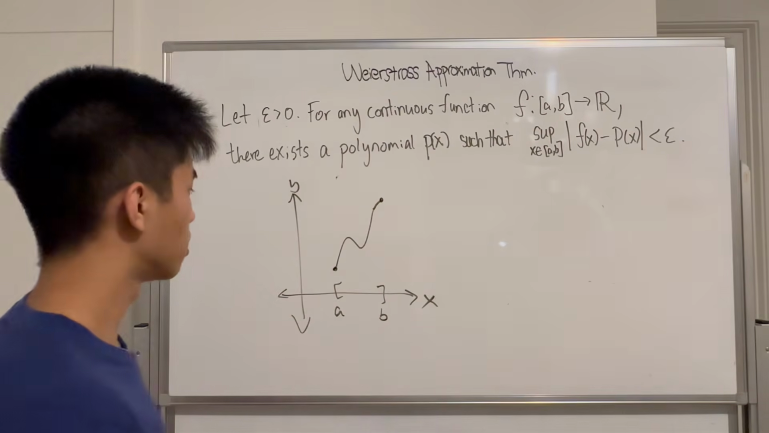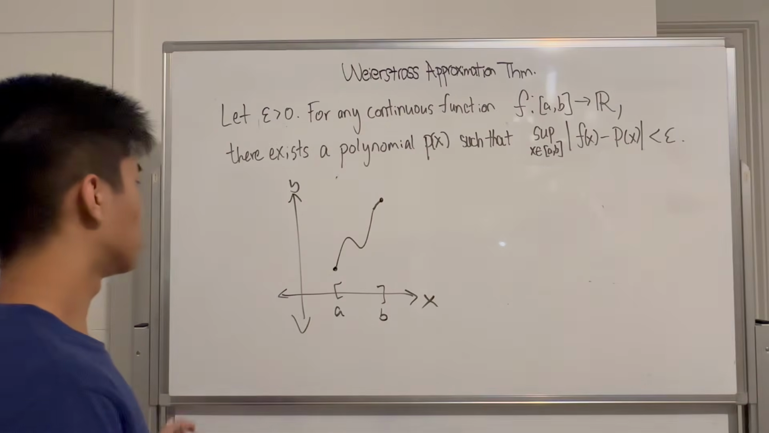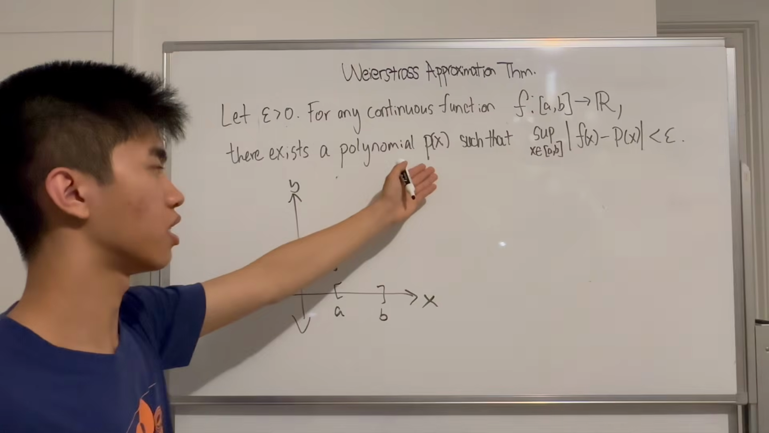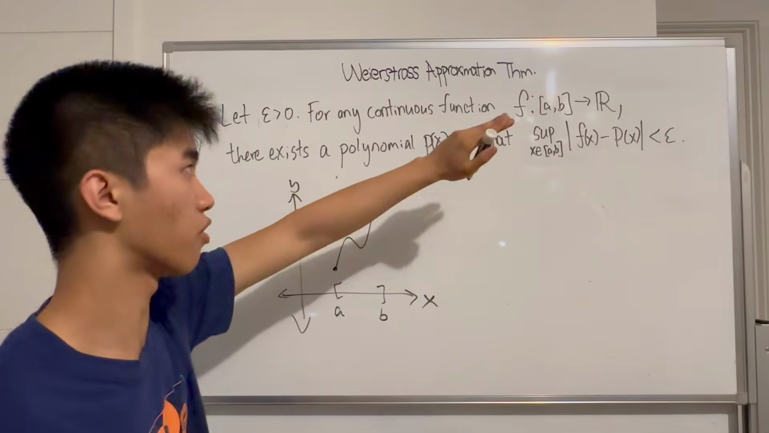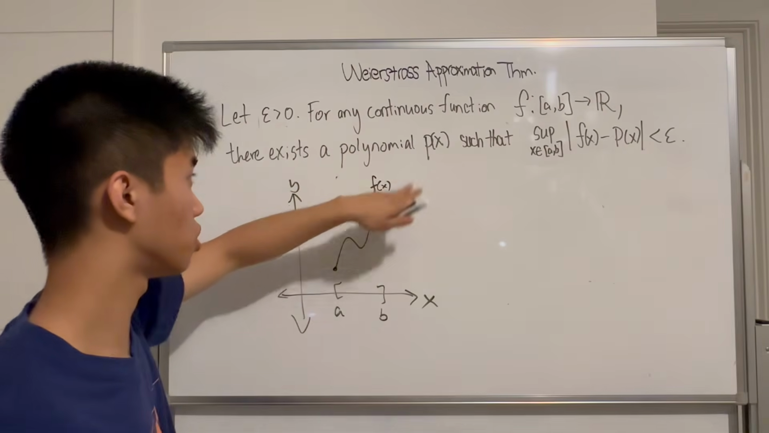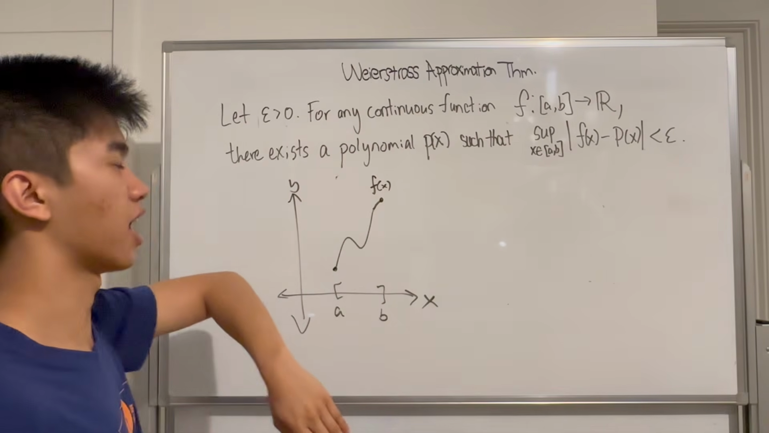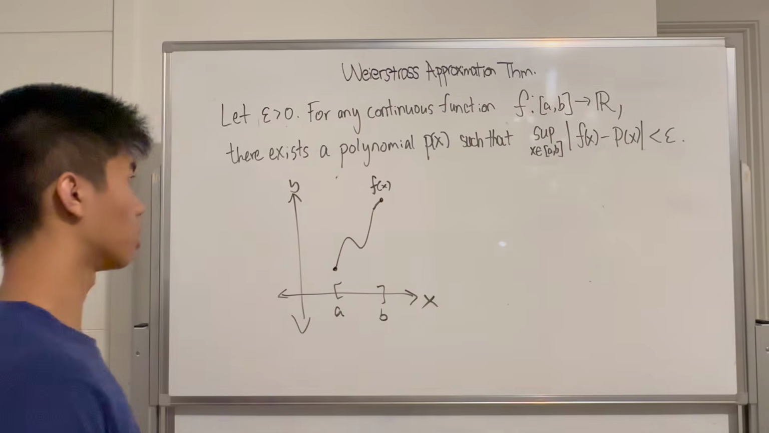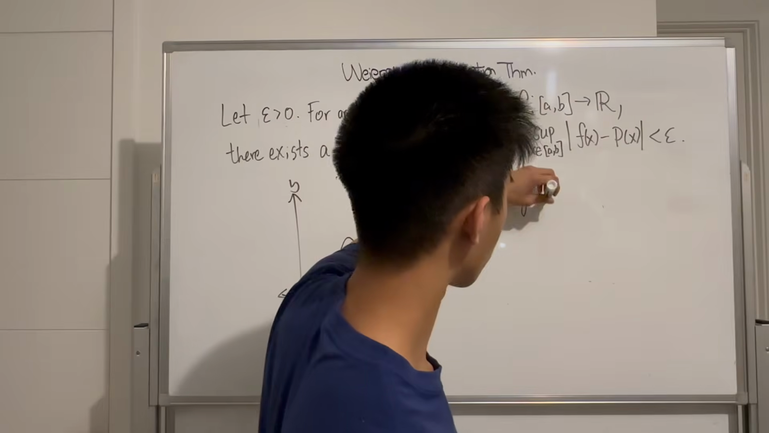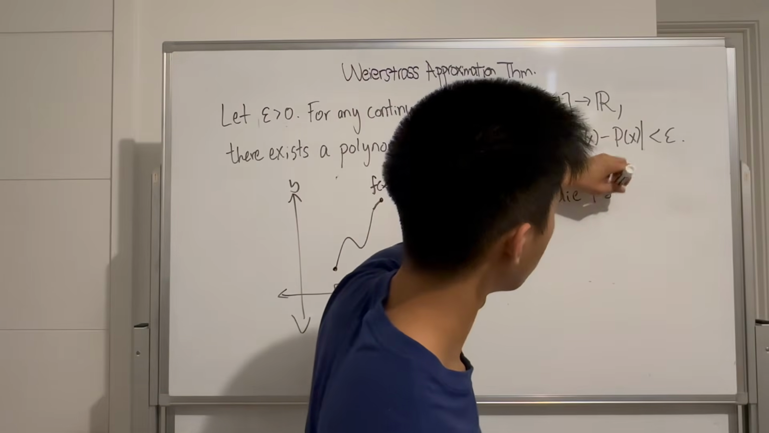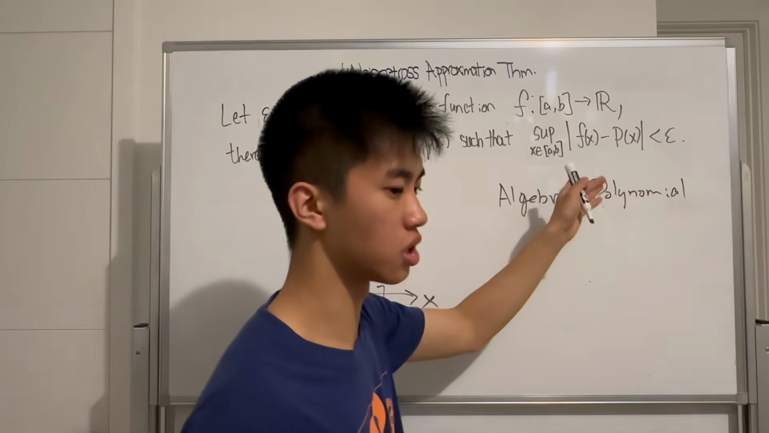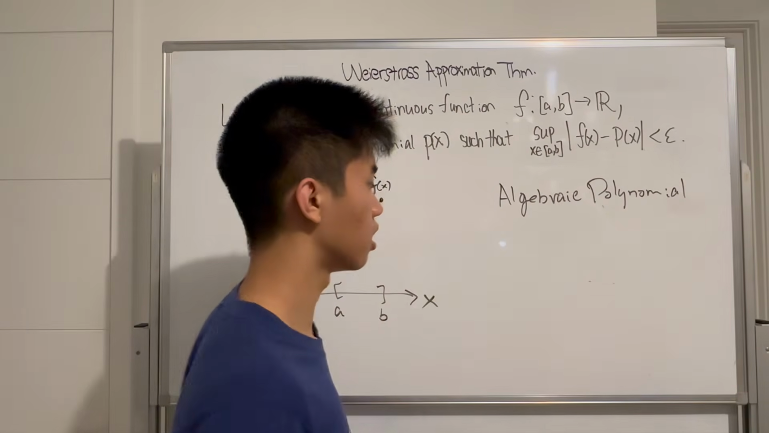Okay, so what this theorem is saying is that you can create a polynomial p of x that can approximate our function f arbitrarily well. It does not matter what f is. As long as it's continuous, you can create a polynomial that can approximate it arbitrarily well. And what is a polynomial in this case? Well, in this video we're covering algebraic polynomials, but in maybe a future video we can cover trigonometric polynomials, which is like using sinusoids, sine and cosine.